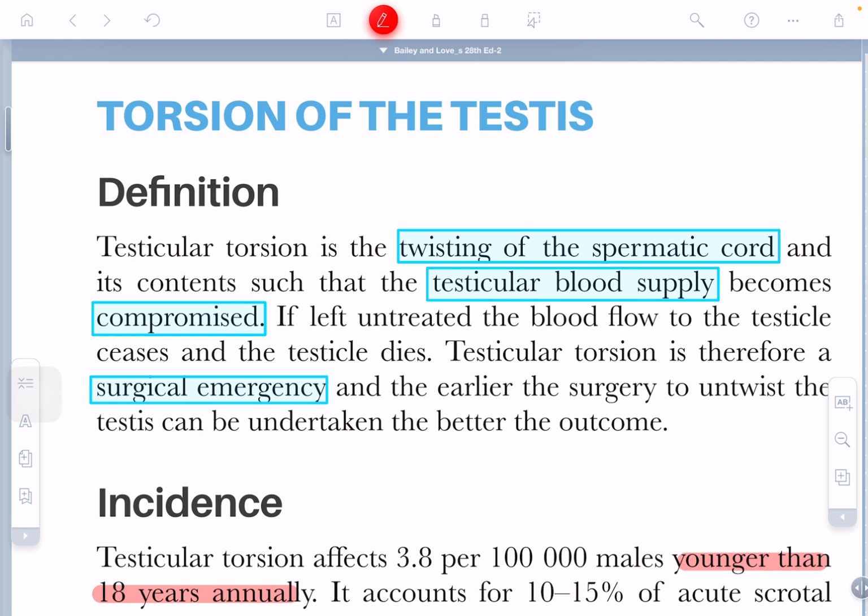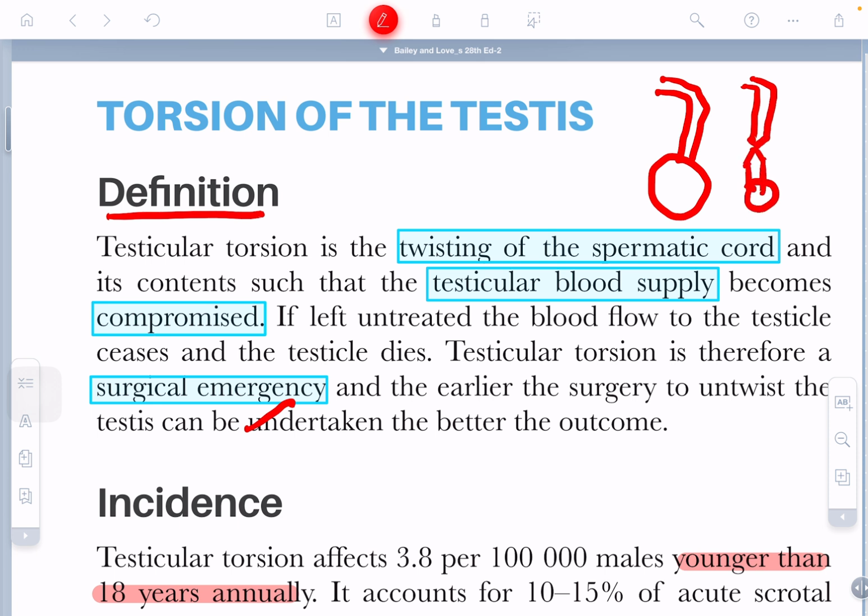So, definition: the twisting of the spermatic cord and its contents, such that it leads to decrease in testicular blood flow. Okay, so it's a surgical emergency. So like this, if it twists, there is decrease in blood supply.